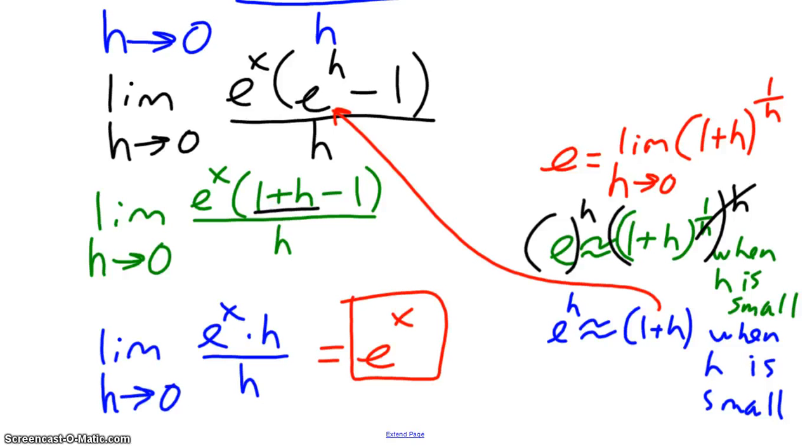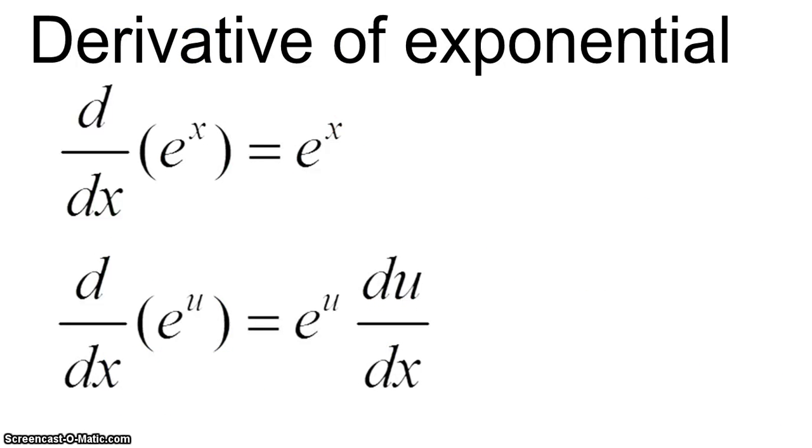Crazy, I know. 1 and 1, or 1 and negative 1, those are going to cancel, so I'm left with the limit as h goes to 0 of e to the x times h over h. The h's cancel, I'm left with e to the x. So the derivative of e to the x is e to the x.